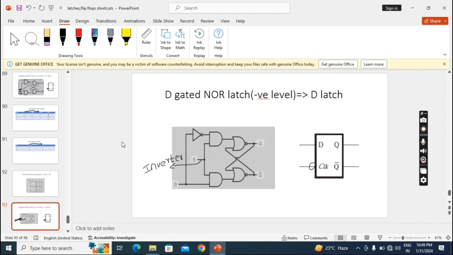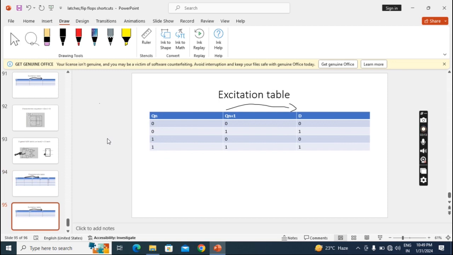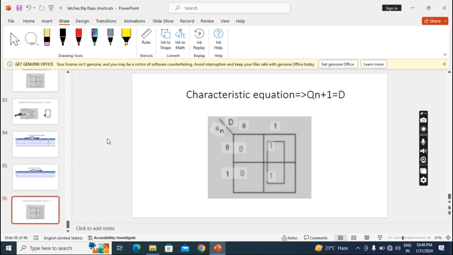Now this is same as previous, and this is same as previous, and this is same as previous. Before watching this lecture, you should watch SR gated and non-gated latches, then only you can understand this.